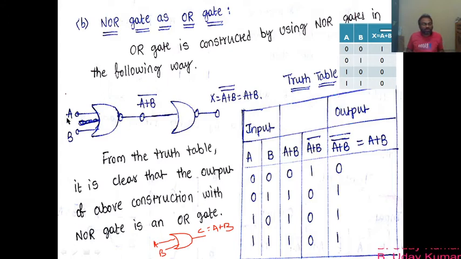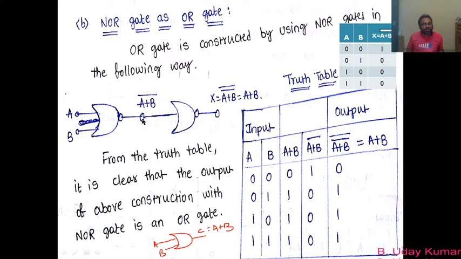So let us assume that the inputs of the first NOR gate are taken as A and B, and its output becomes automatically A plus B bar. You already know that. This is the truth table of the NOR gate. I hope you remember it. So if the input terminals are taken as A and B, its output becomes A plus B bar. So this NOR gate has two inputs and one output.